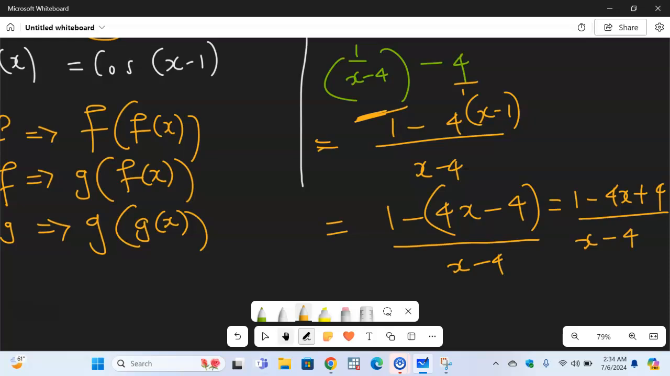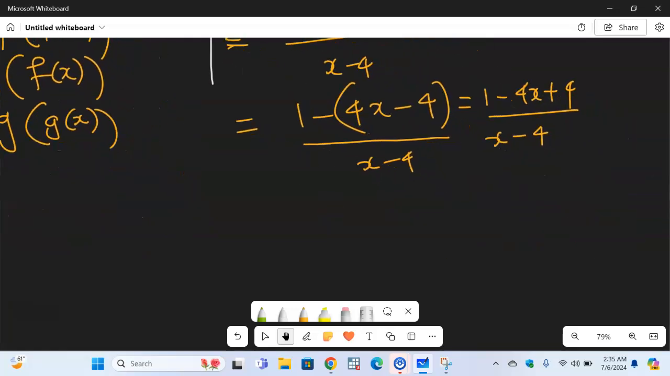So let's continue. Next thing, what do we do? So this equals, collect items here. 1 plus 4, this is 5, then minus 4x, all this divided by x minus 4. So this becomes f of f of x.